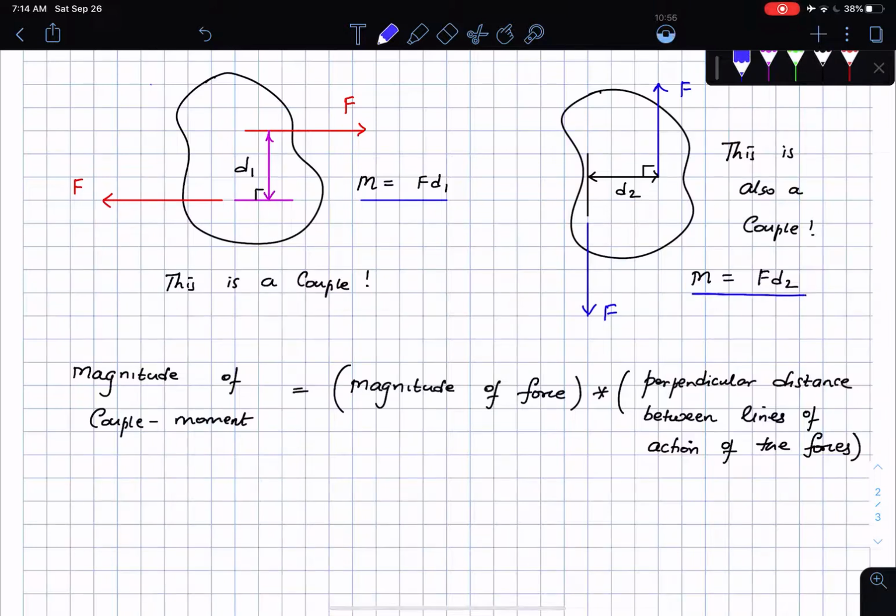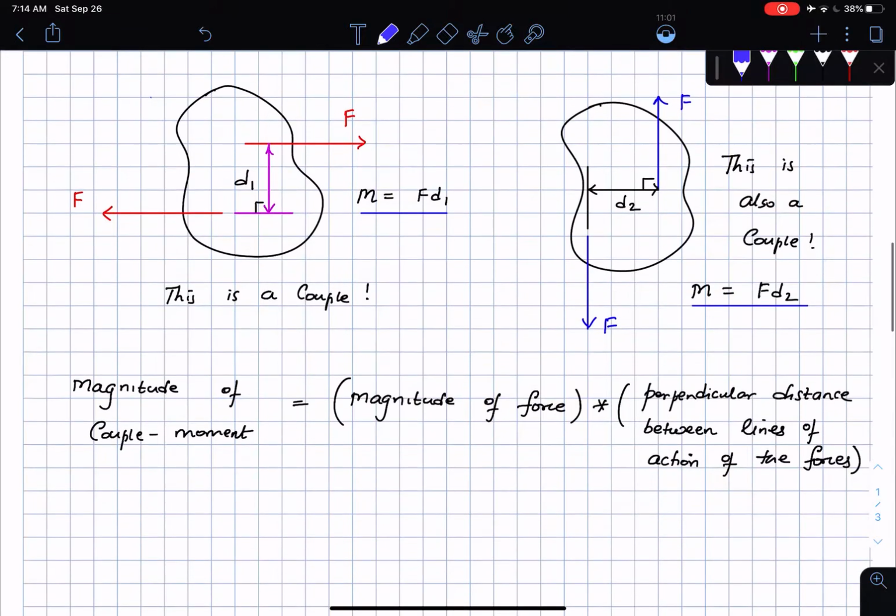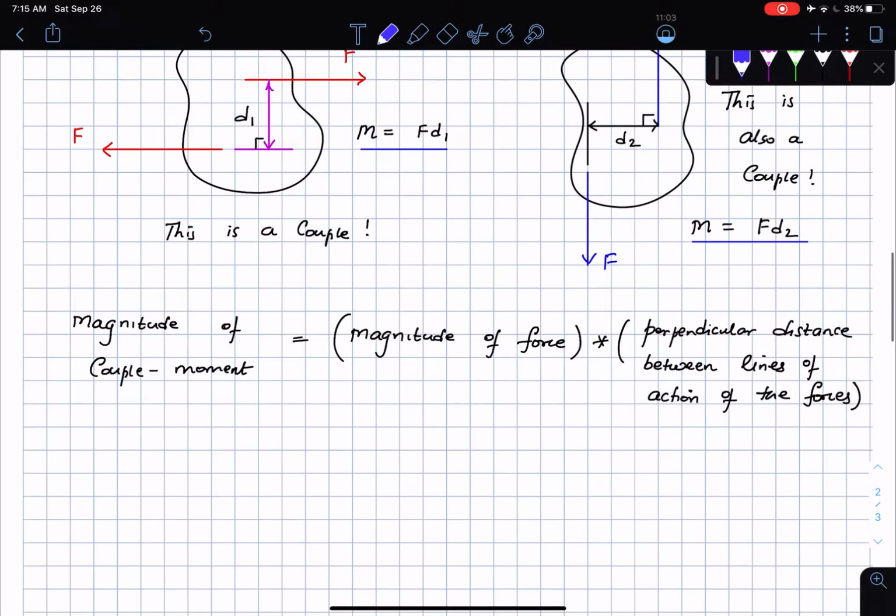But our job is not done, because we know that moment is a vector. So how to find the direction? The direction of the couple moment is given by the right hand rule.